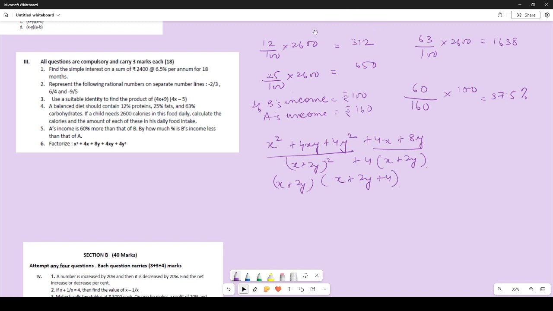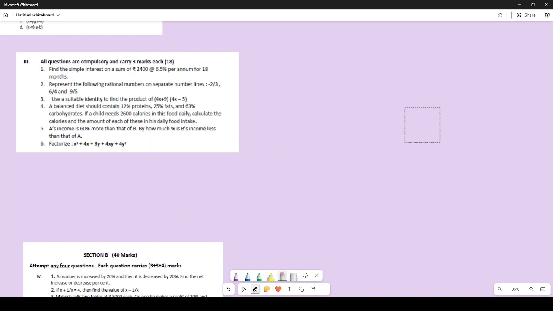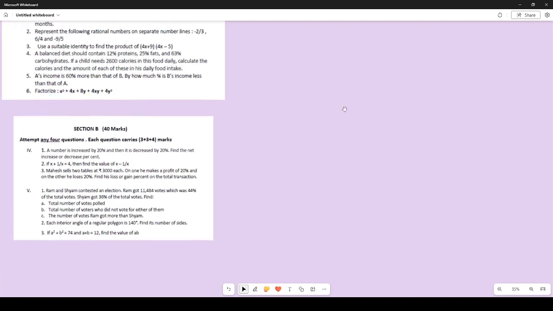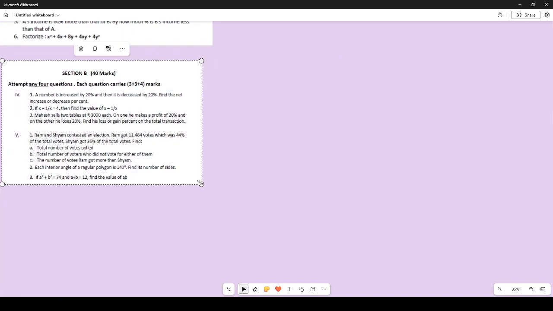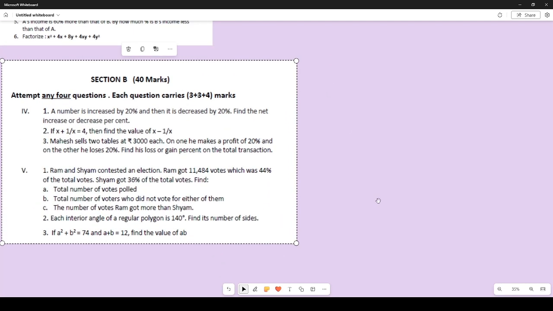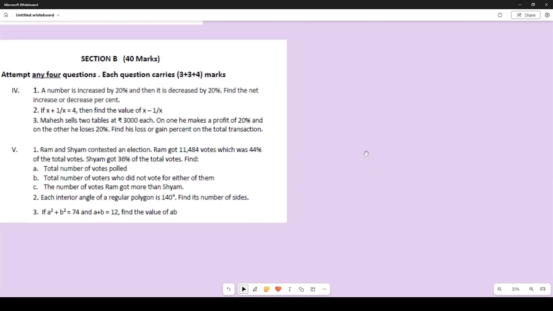Now let us move on to the next bit, which is section B, where all the questions have 3 parts. Let me expand it a bit. Let us take up these 2 questions first.